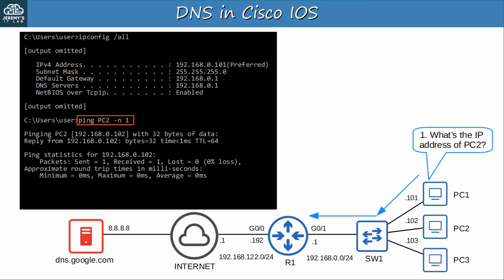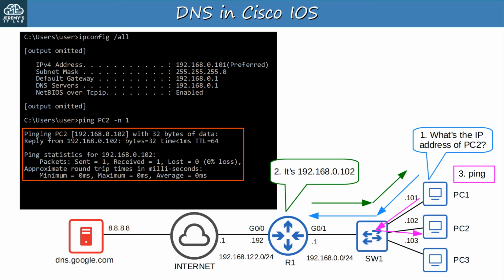It sends a query to its DNS server, R1, asking, what's the IP address of PC2? R1 has an entry for PC2. I just configured it in the last slide using the ip host command, so it replies to PC1's query. Finally, PC1 sends the ping to PC2. PC2 sends a reply, and the process is over. Now PC1 has an entry for PC2 in its DNS cache, so if I issue the ping PC2 command again, it won't have to perform a DNS query. It already knows PC2's IP address.